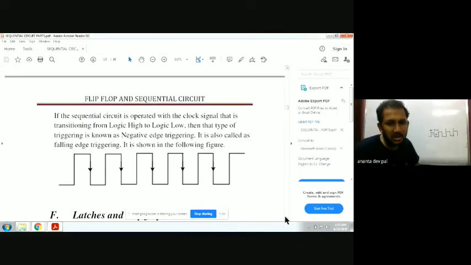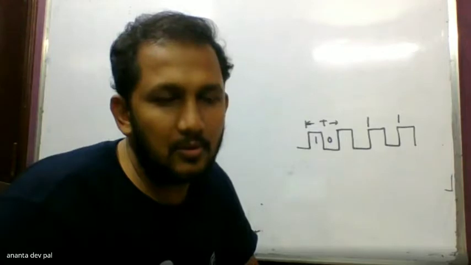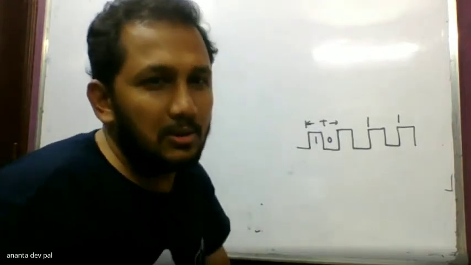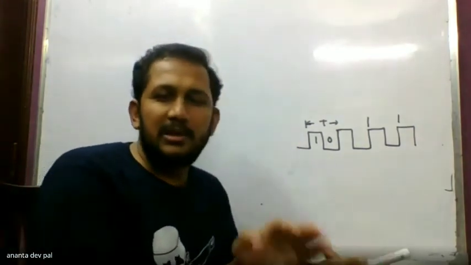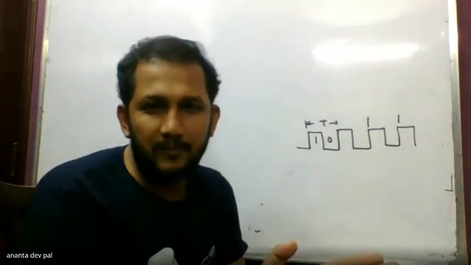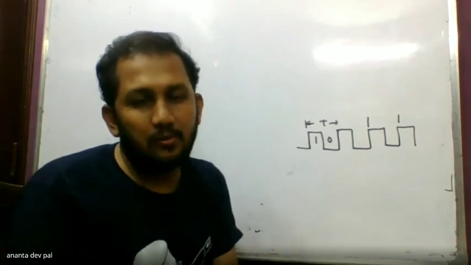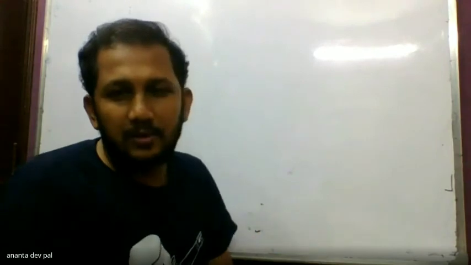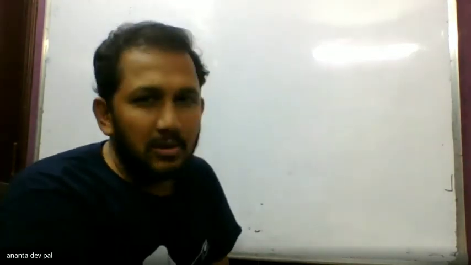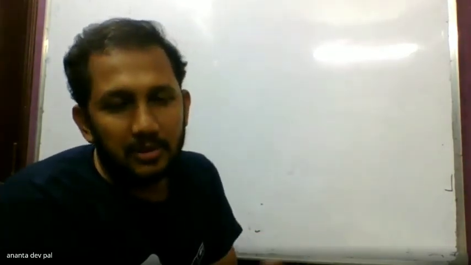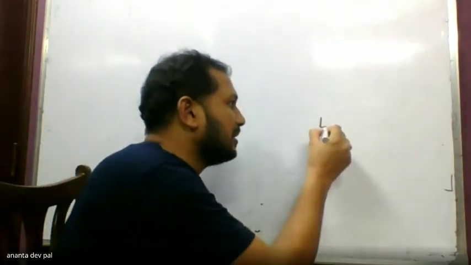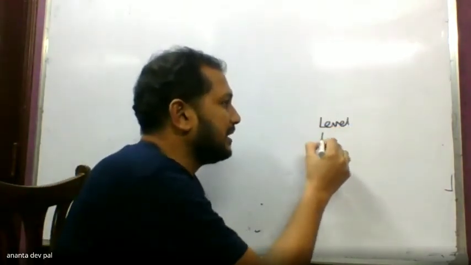Let us consider the board. So this is the clock. The clock is nothing but a signal. It consists of 0 and 1. It oscillates between 0 and 1. It is very important in a sequential circuit to activate the sequential circuit. Now there are different types of clock triggering. Triggering means activating. So one is level triggering and another is edge triggering.